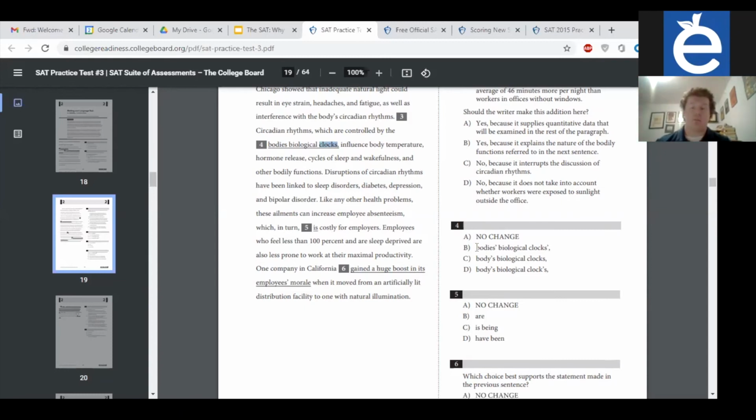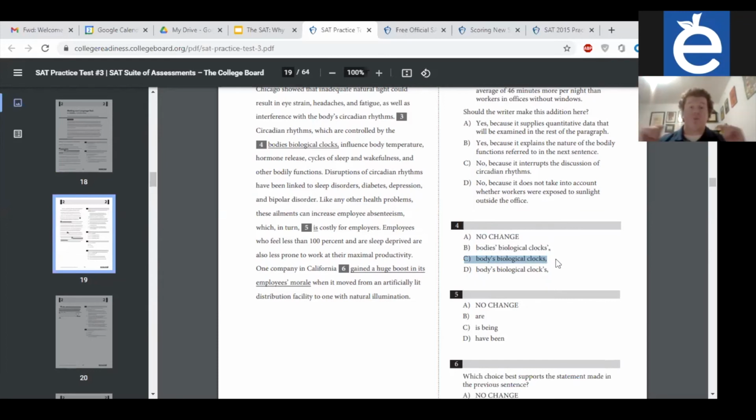Looking at our options here, we can eliminate A, bodies is not possessive. So B, C, and D are our only options. Now let's continue narrowing it down. Biological clocks. So clocks is plural, but is it possessive? There's no reference to the clocks having something, so it shouldn't have a possessive apostrophe. So that means we can eliminate B, and we can eliminate D. We can go with C, bodies, biological clocks. The process of elimination, when you're applying even punctuation rules, you can know them off the top of your head, or you can just narrow it down based on what makes sense and what doesn't.